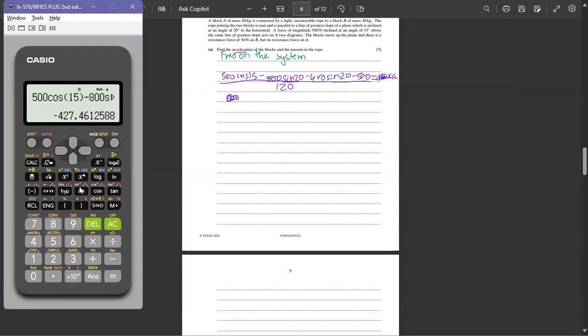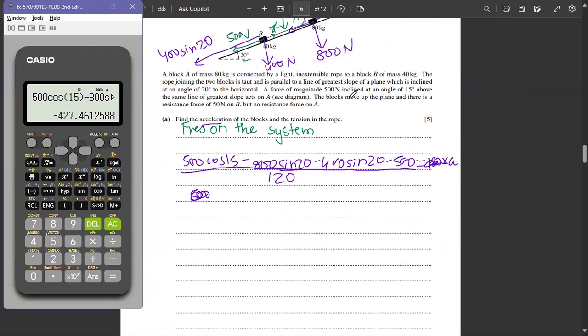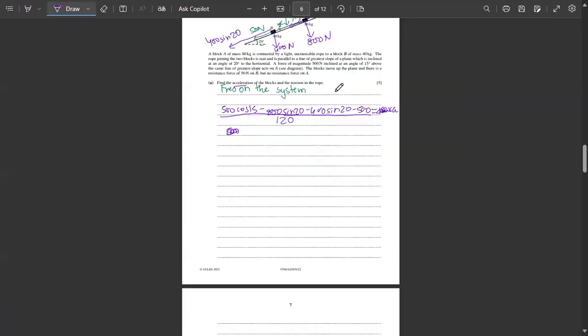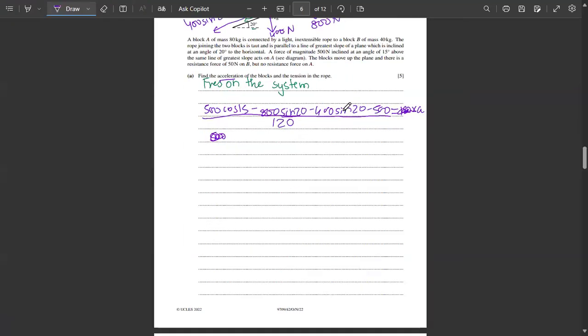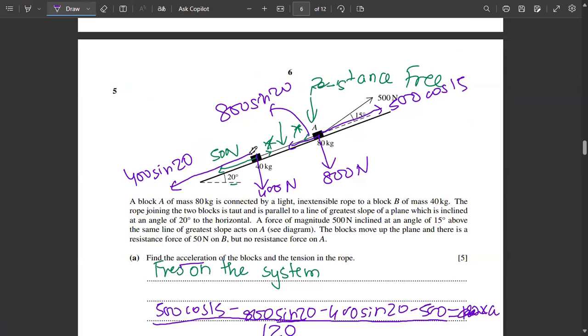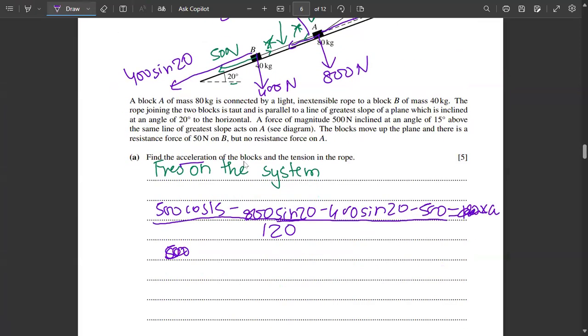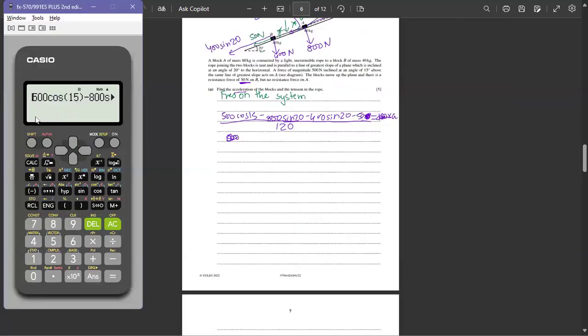So the answer is negative here, but the only problem is we did not show the block moving up the plane, and there is a resistance force. The negative answer was because the resistance force is 50 Newton, not 500. The error we made was taking 500 here, but it should be 50 Newton. After we clear that up, we'll be all right. 50, yes. And then the answer divided by 120.